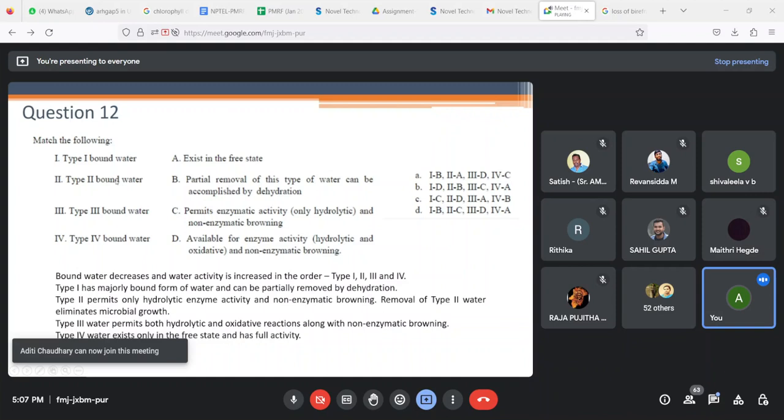Now as you increase the classification, your amount of bound water reduces. That is, type 2 will have slightly lesser amount of bound water. So since now a little more water molecules are available in the free state, it is now available for enzymatic activities that are only hydrolytic and non-enzymatic browning. Is this clear or is it confusing?